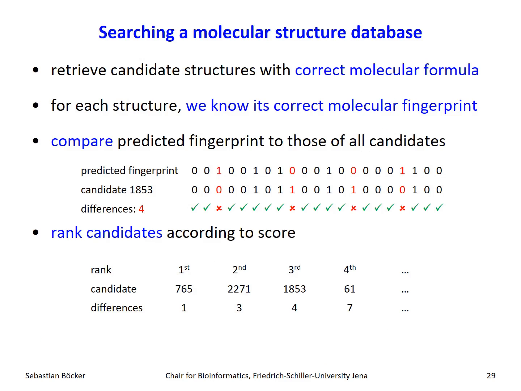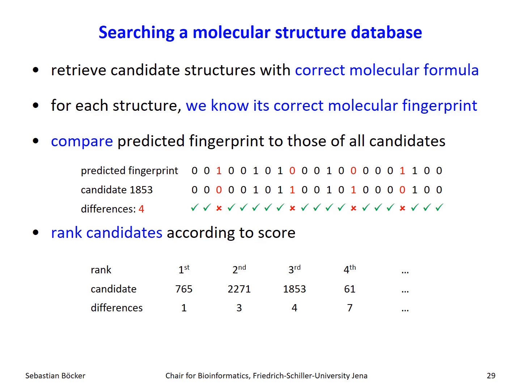The last step of FingerID: how can we now use this predicted fingerprint to search in a molecular structure database? That is relatively easy, and we don't even need mass spectrometry for that anymore. I told you in the beginning that as soon as we have transformed the information into structure information, we can forget about mass spectrometry. This is something they also do similarly for other tasks, like these virtual screening approaches.